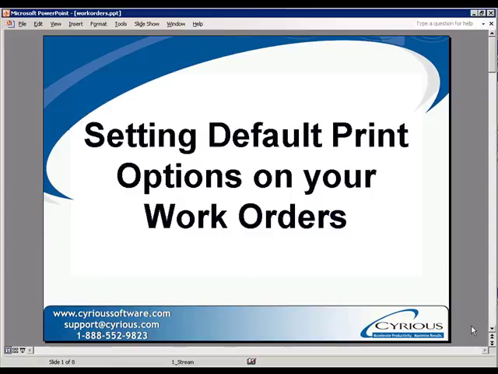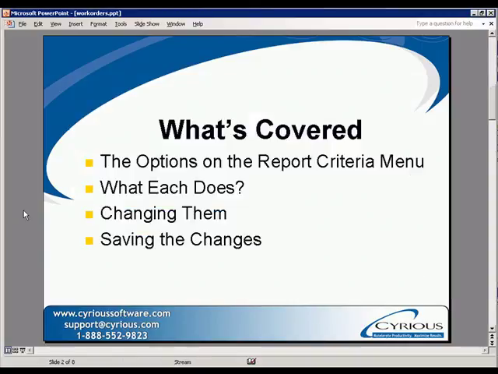In this video, we're going to talk about setting up the default print options on your work orders. We're going to go over the options that exist on the report criteria menu, what each one of those does, how we change them, and what those changes mean, and finally saving the changes to be the default.